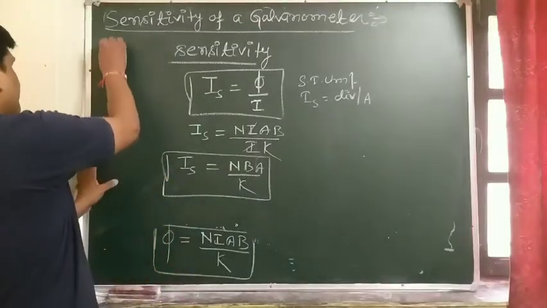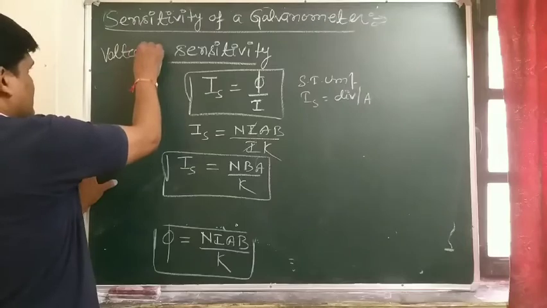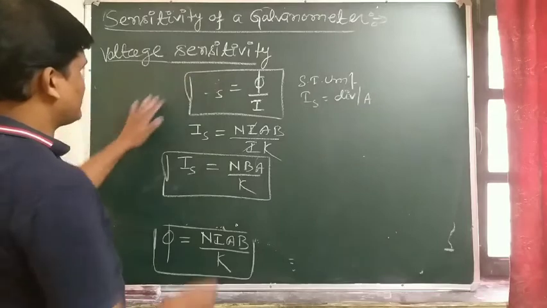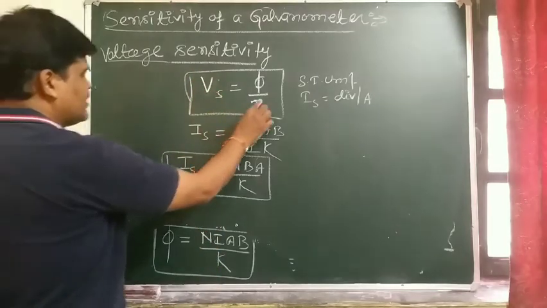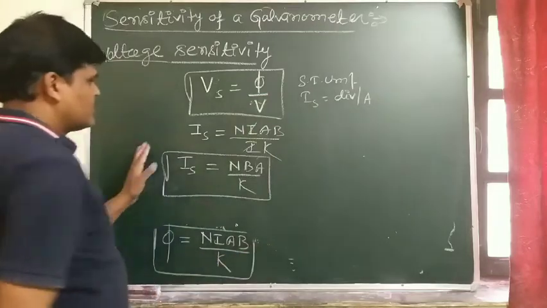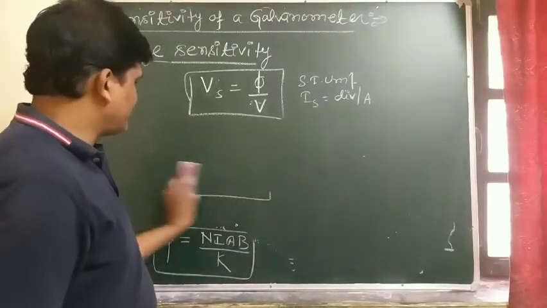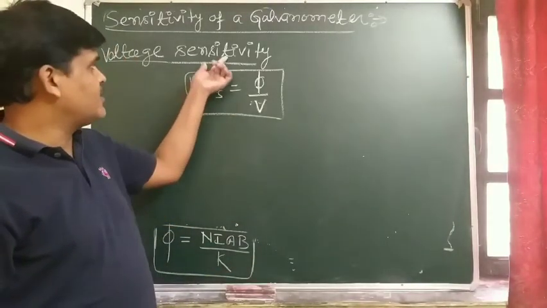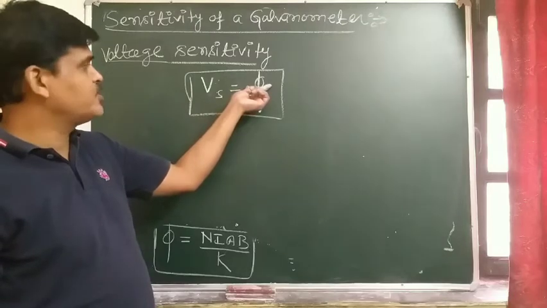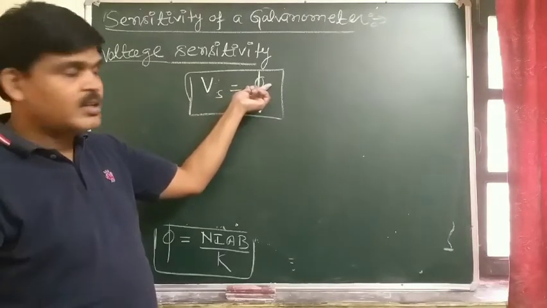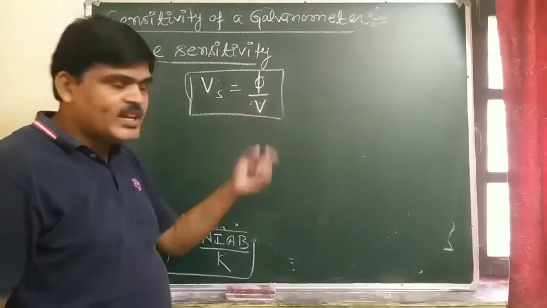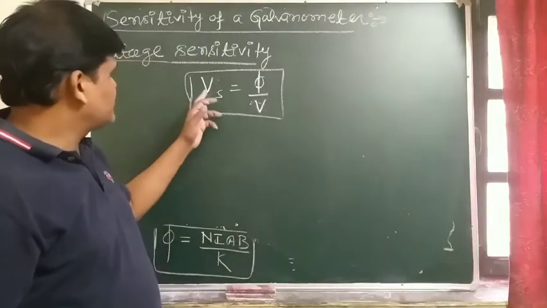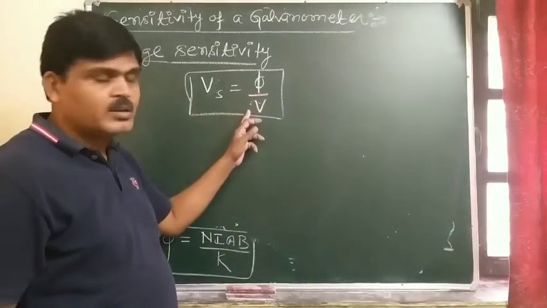But students, the next one is voltage sensitivity. In the same way as current sensitivity, we denote voltage sensitivity by Vs. Voltage sensitivity of a galvanometer can be defined as the deflection produced in the galvanometer when a unit potential difference is applied across it.